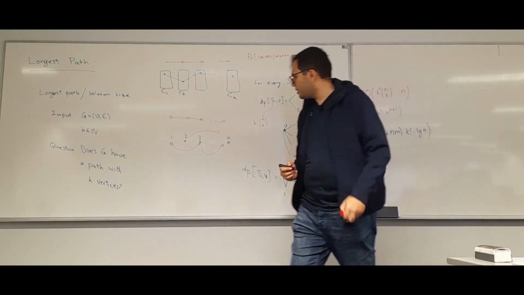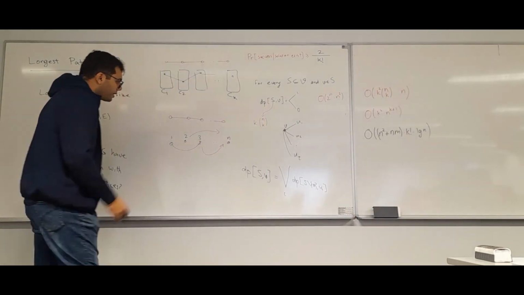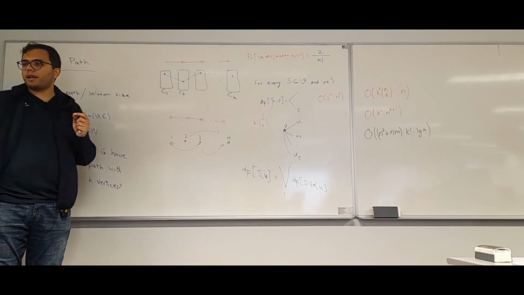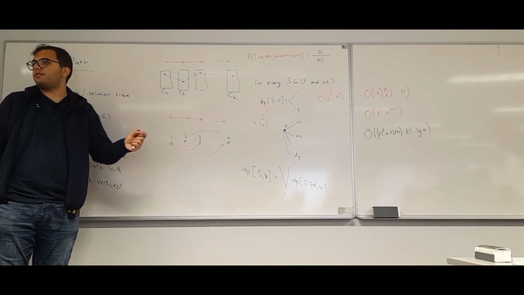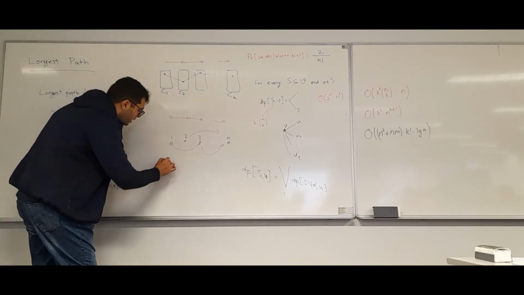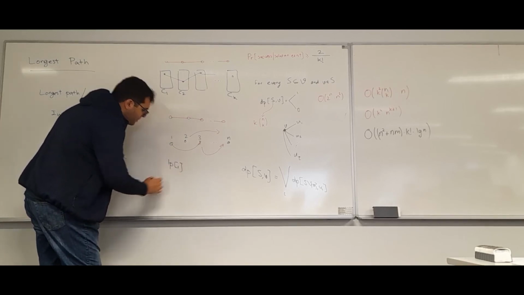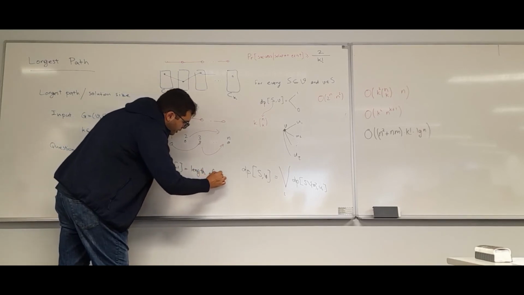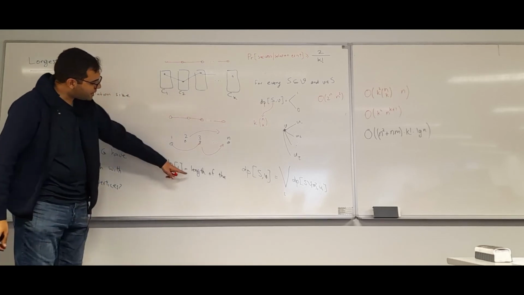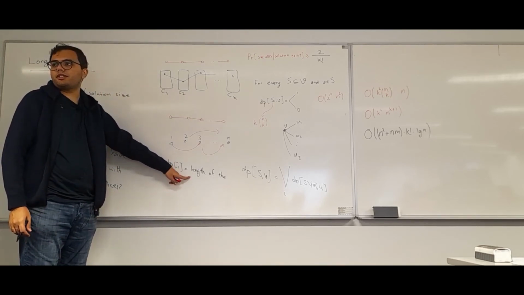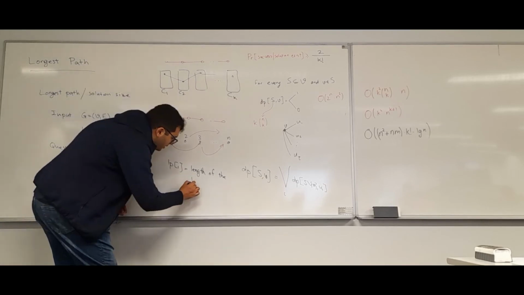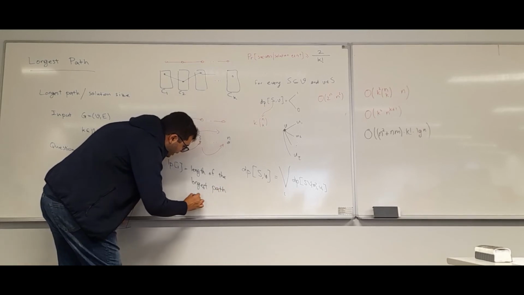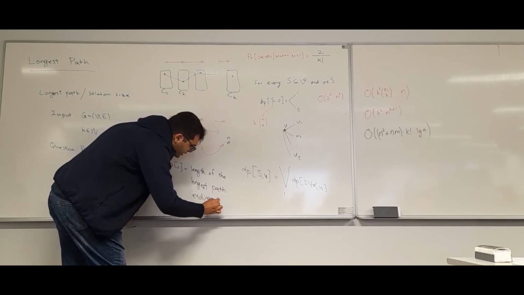Okay, how can I do this? I just do dynamic programming again. And for each one of my vertices, I just keep track of the length of the longest path that ends at that vertex. So I just say LP of i is the length of the longest path, and when I'm saying length here, I mean the number of vertices, not the number of edges. So the length of the longest path ending at vertex i.